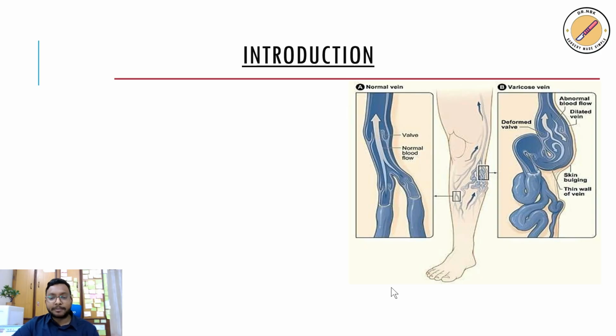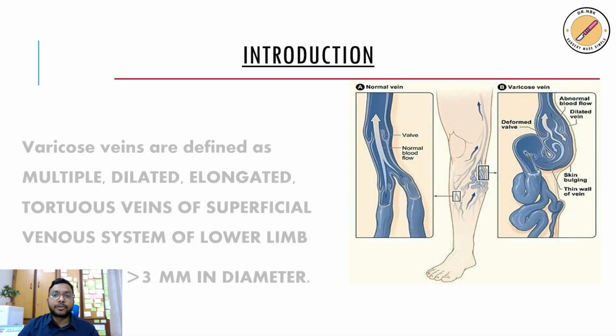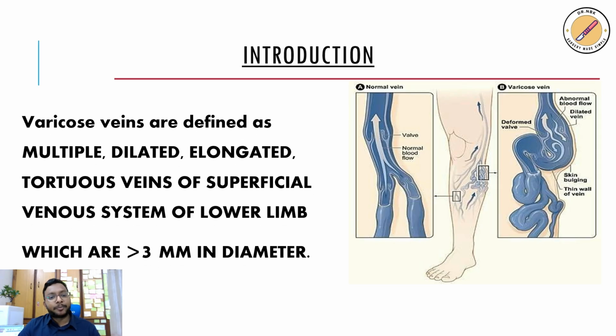So what are varicose veins basically? Varicose veins are defined as multiple, dilated, elongated, tortuous veins of the superficial venous system of the lower limb, which are more than 3 mm in diameter. So by definition, more than 3 mm veins are called varicose veins. Less than 1 mm veins are called telangiectasias or otherwise called thread veins, and 1 to 3 mm are called reticular veins. All right.